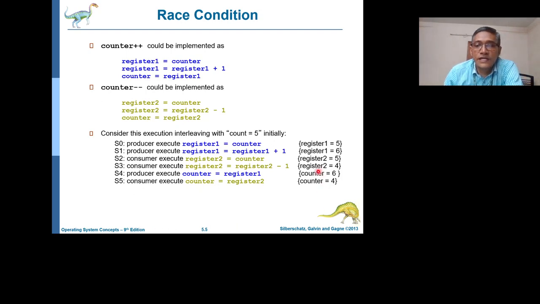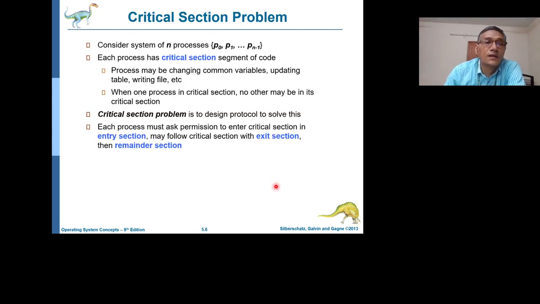So this we say is a race condition, and here the shared variable counter has inconsistent data during the course of execution. So this problem we need to avoid. So whenever processes share common data, the instructions pertaining to accessing of common data, we call it a critical section.